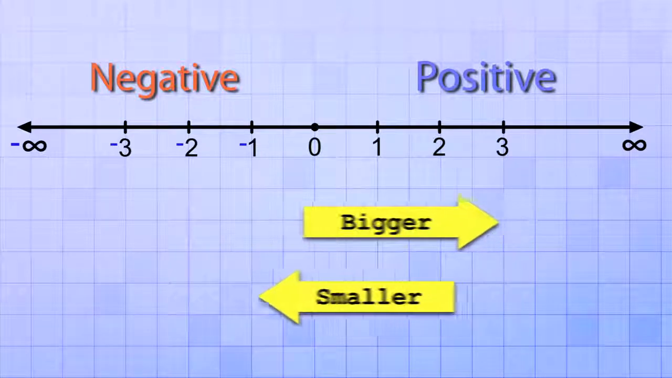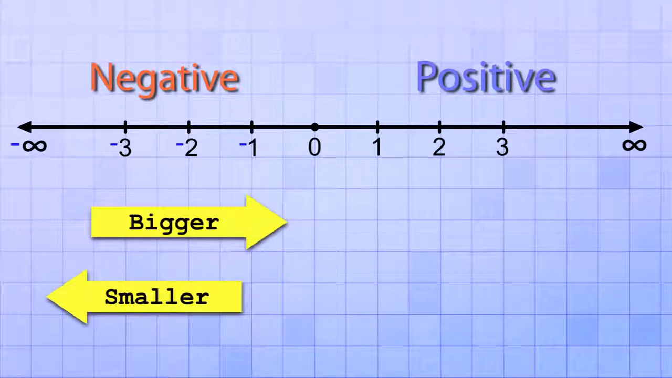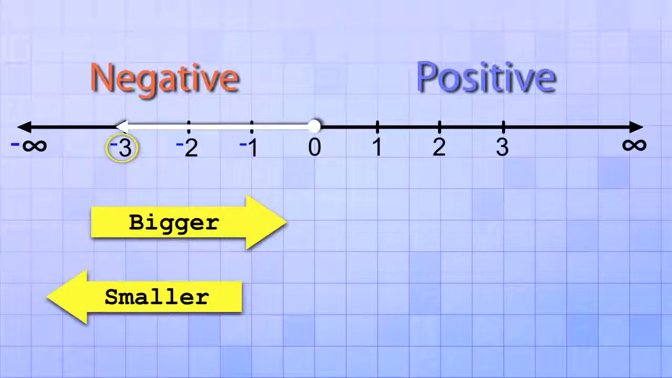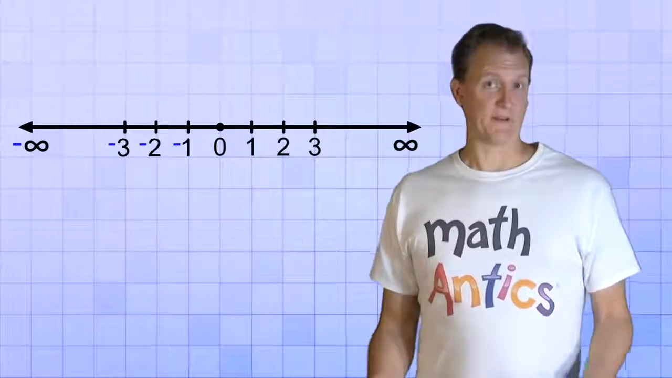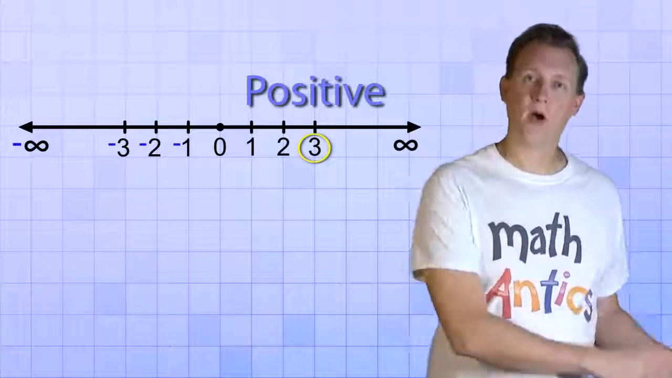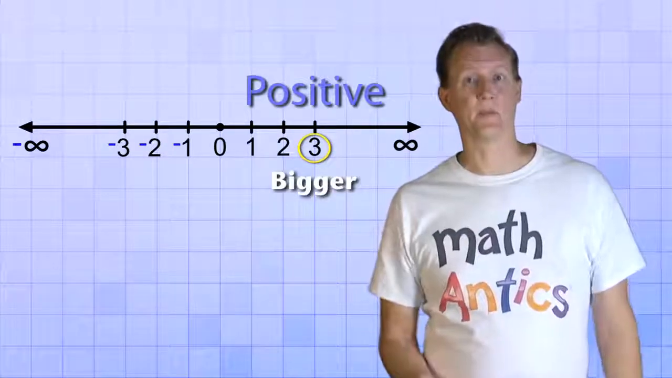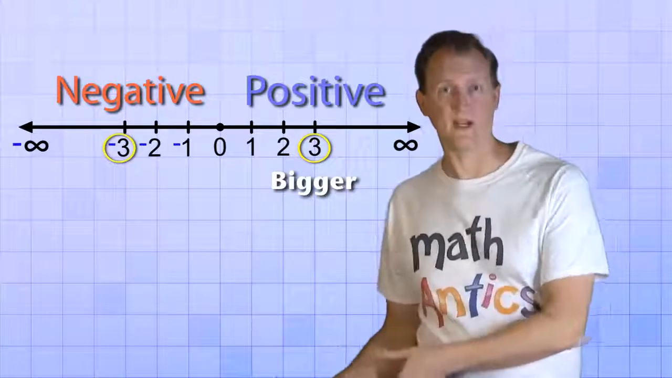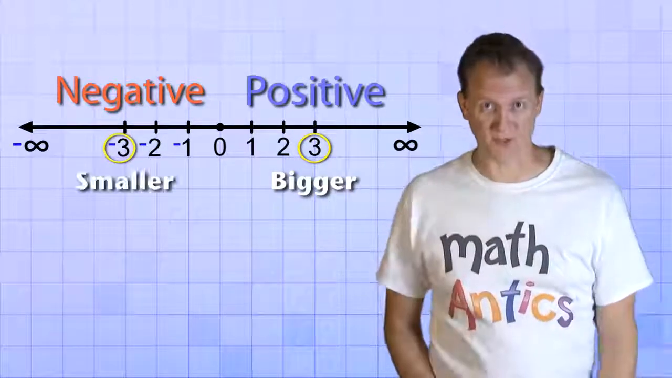Well, those same exact rules apply to the negative side of the number line also. The numbers get bigger as you go to the right, and they get smaller as you go to the left. So, since -3 is on the left side of -2, it's actually smaller than -2. I like to think of it like this. On the positive side of the number line, 3 is more positive than 2, so it's bigger. But on the negative side of the number line, -3 is more negative than -2, so it's smaller.